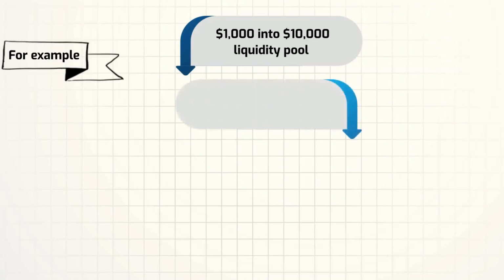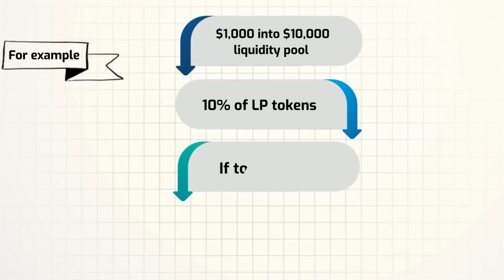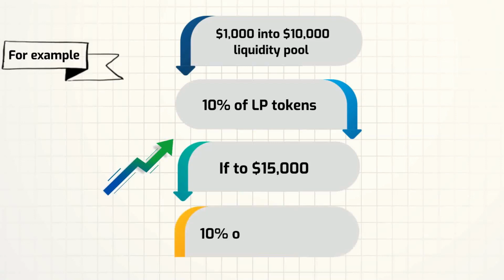For example, if you invest $1,000 into a liquidity pool that's worth $10,000, you will receive 10% of that pool's LP tokens. If the total worth of the liquidity pool increases to $15,000 and you have a 10% claim of the liquidity pool, those LP tokens you earned are now worth $1,500. This is where our profit will come from.